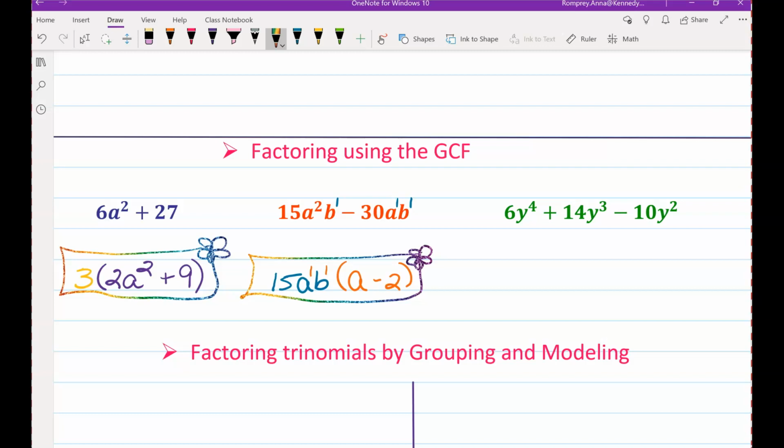All right, last one. If you think you can tackle this, go ahead and pause the video and then pick up when you're ready.